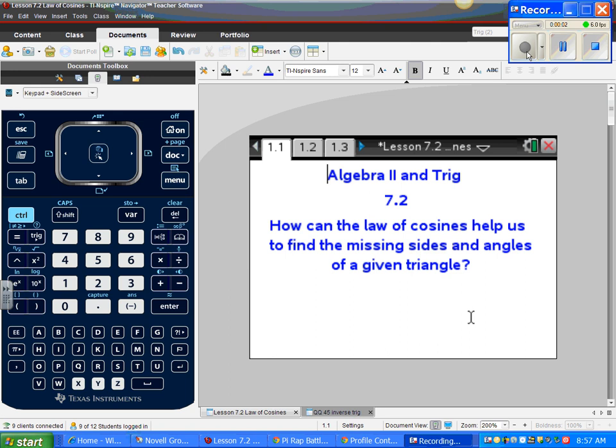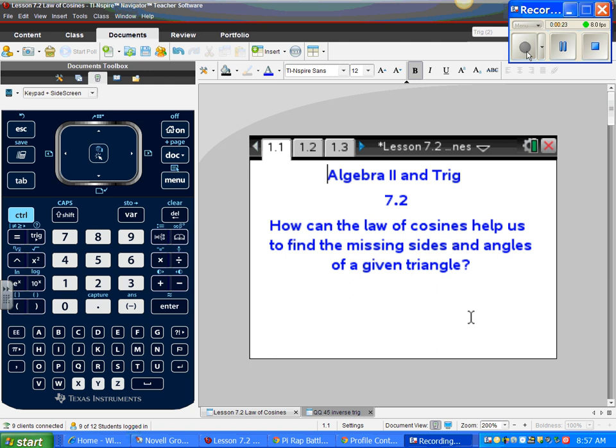Okay, so what we're going to be talking about today is law of cosines. Last 2 days we have spent on law of sines and area of a non-right triangle. So we're going to continue on with that because sometimes we have triangles that don't fit law of sines for us, right? With law of sines, we were looking for a side and an opposite angle in order to find a missing piece.